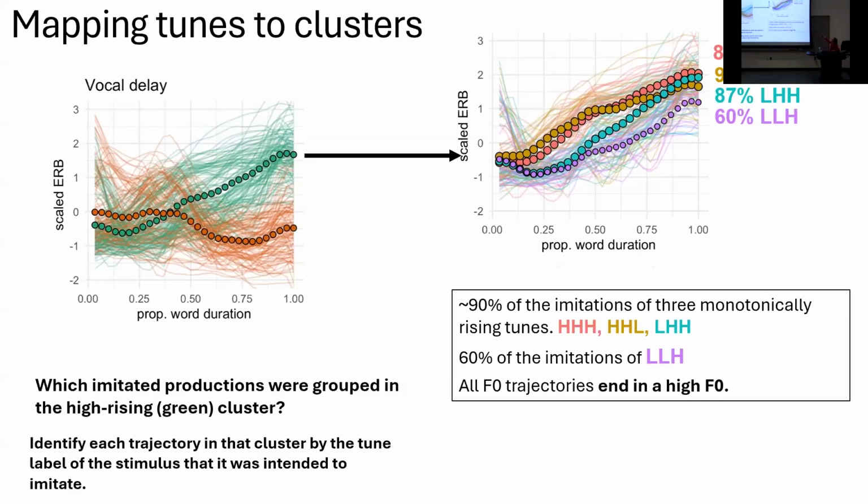The first 3 listed are monotonically rising tunes. These are trajectories which, even in the stimuli, start at one point and just go up from there monotonically. And so that's what's happening here. So they got that. Almost all of the imitations of these were in that cluster. And then we picked up a few imitations of this pattern, which in the stimuli was supposed to start low and have a little rise at the very end, but instead it kind of joins this other pattern with a bigger rise.